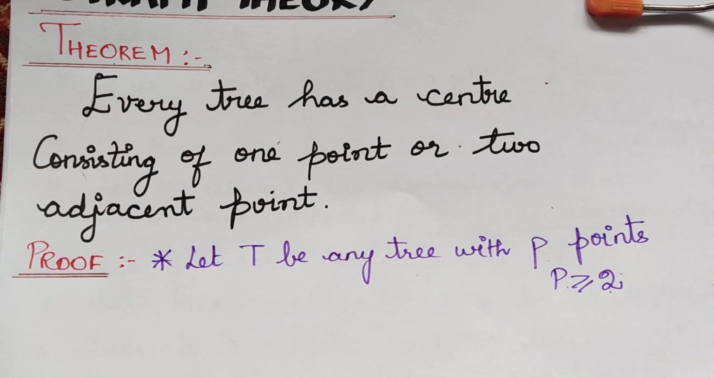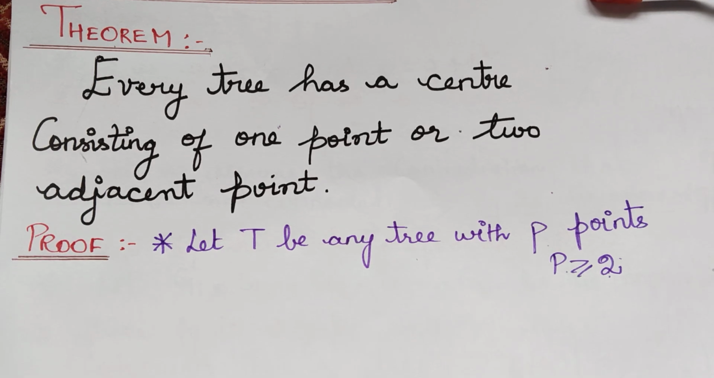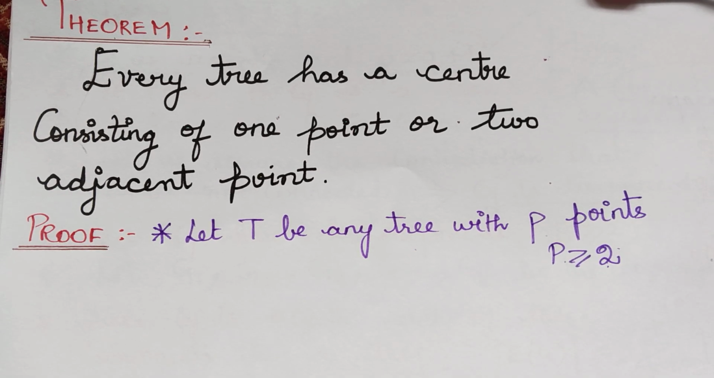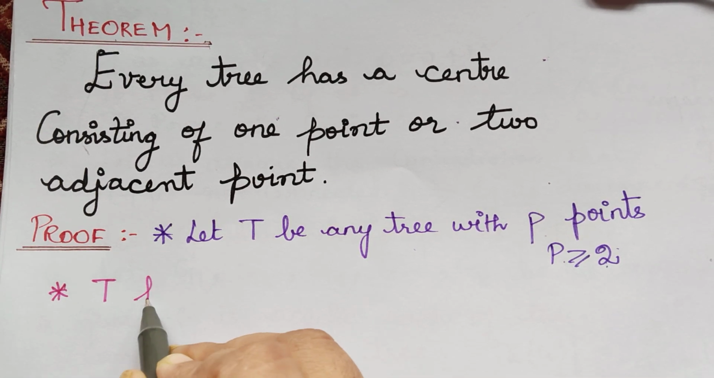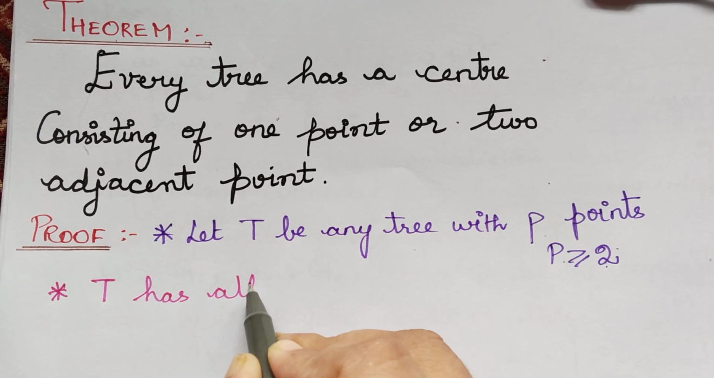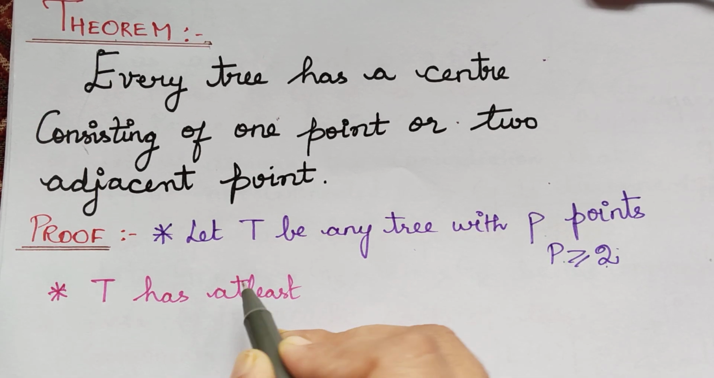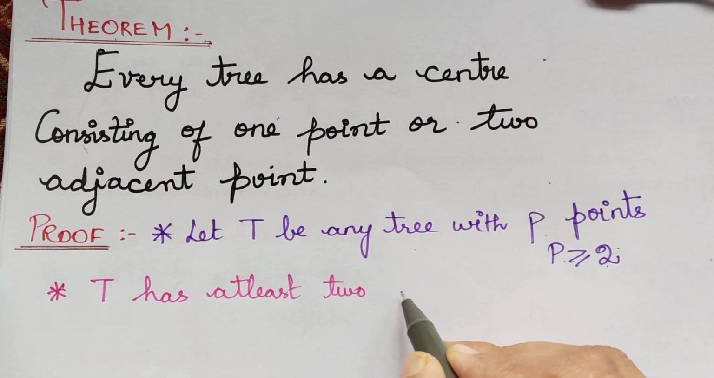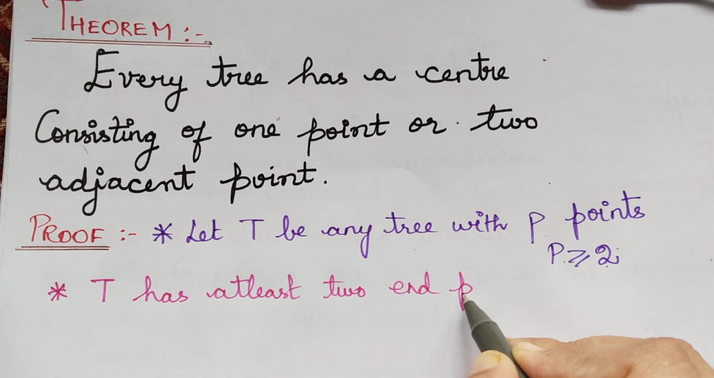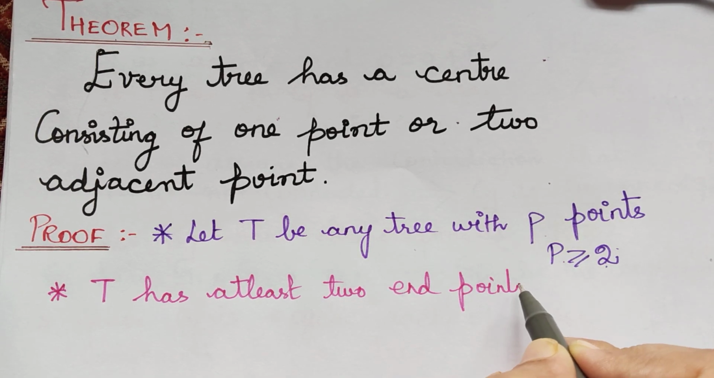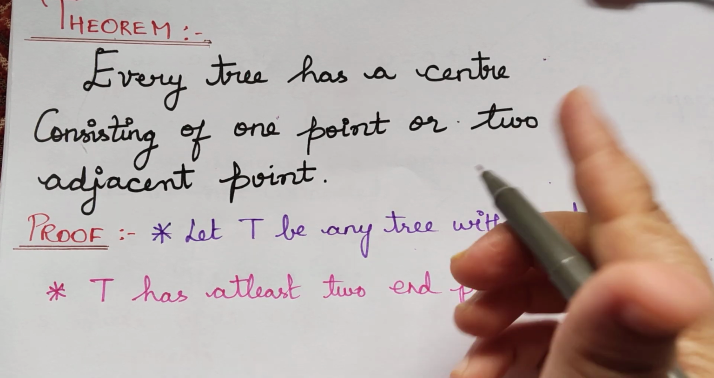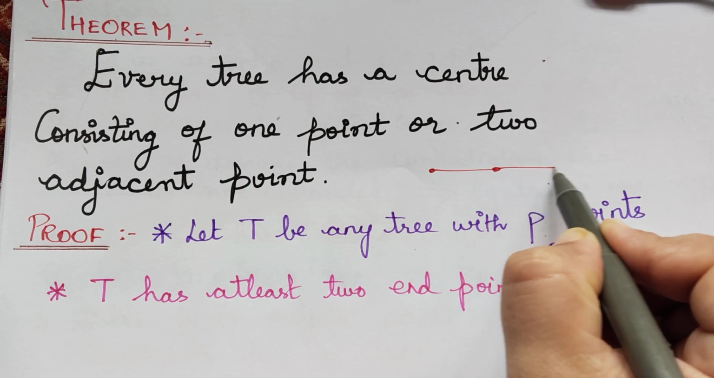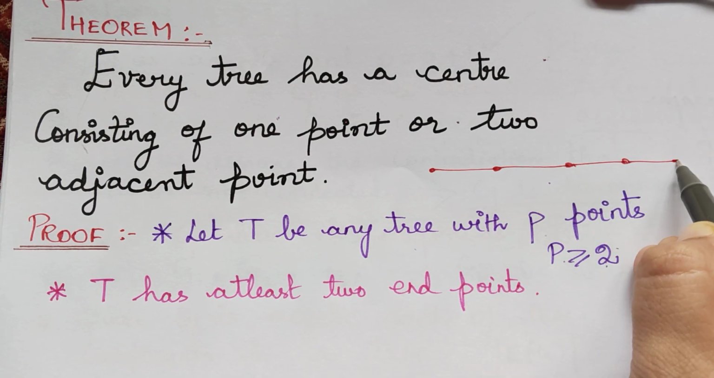So we know that every tree will have at least 2 endpoints. It can have more than 2 endpoints, but minimum it should have 2 endpoints. So let us write that. T has at the least 2 endpoints. For example, a path graph is a tree only. So if you see in a path graph, for example, if I show you here, so this is a path graph which is a tree in fact.